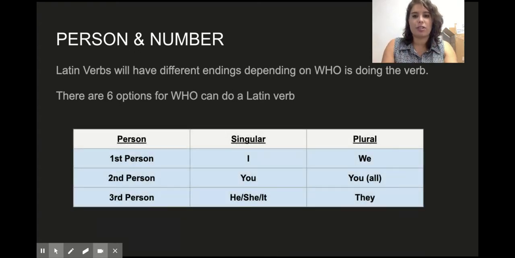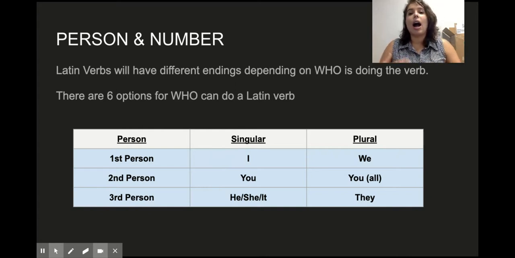So here's a little chart showing you all of our options for person. And we actually have these same options in English. We just don't always think about them in this way. So we have first person, second person, and third person. And each of these can be either singular or plural. So first person, we use this in English too. If a book or a story is written from the first person point of view, the narrator is talking about themselves.